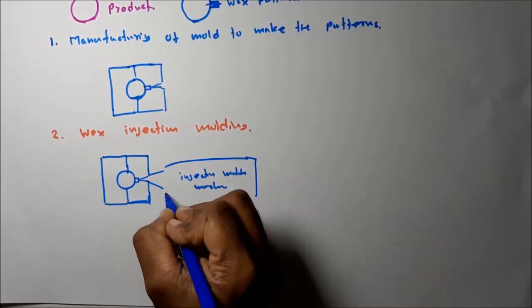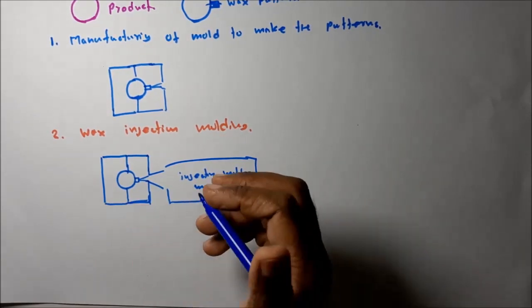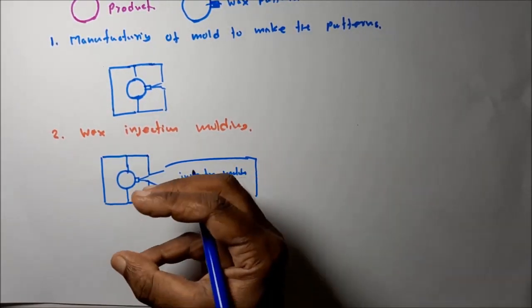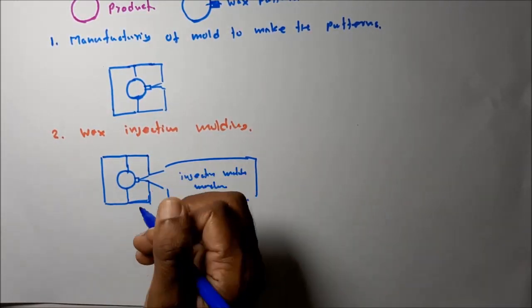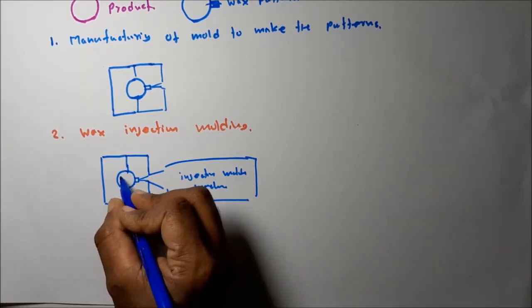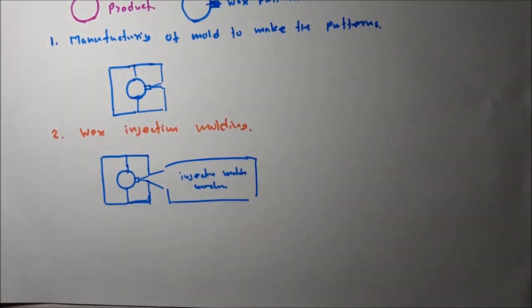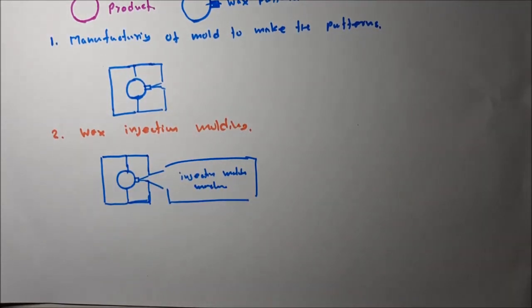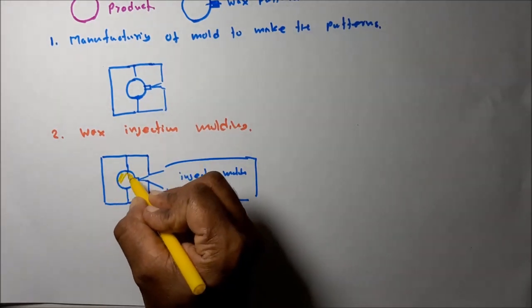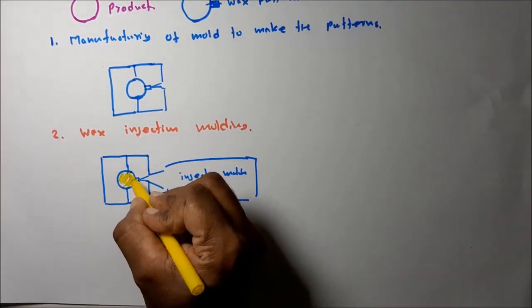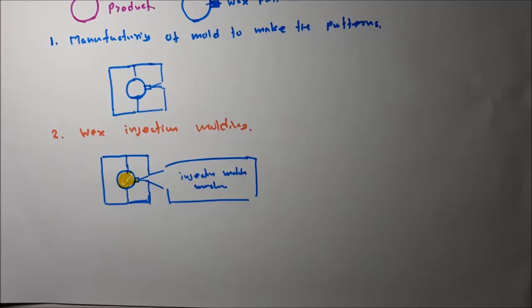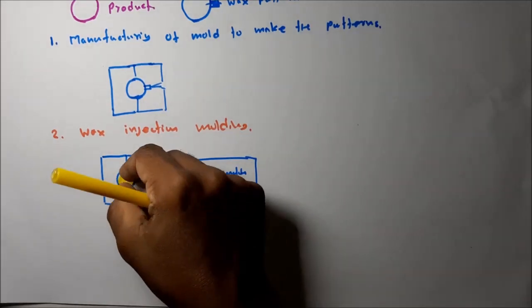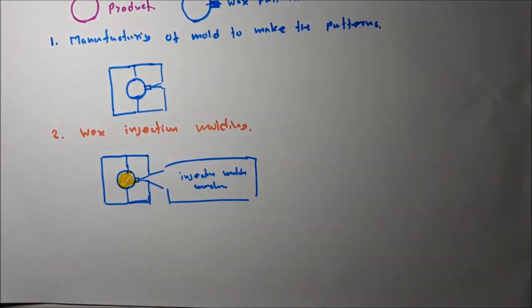I'm not going to draw the injection molding machine. In the injection molding machine, the molten wax is injected into this cavity at great pressure, like in the die casting operation. The cavity fills with the wax, you allow it to solidify, and then the pattern part can be taken out. This is step 2.